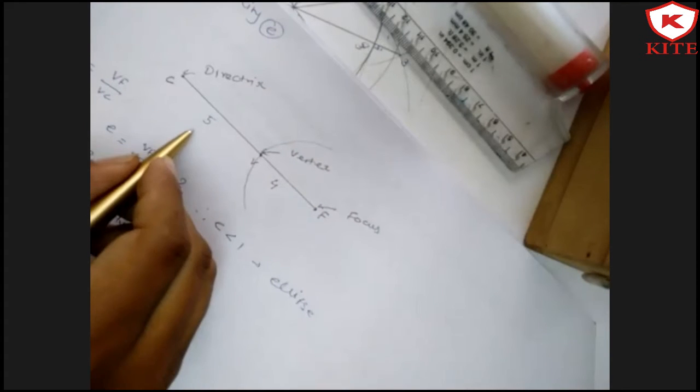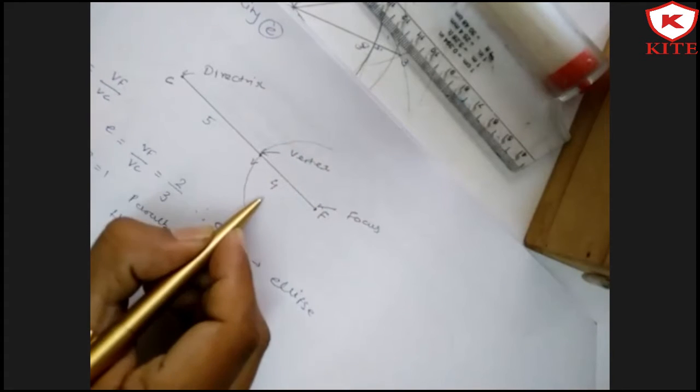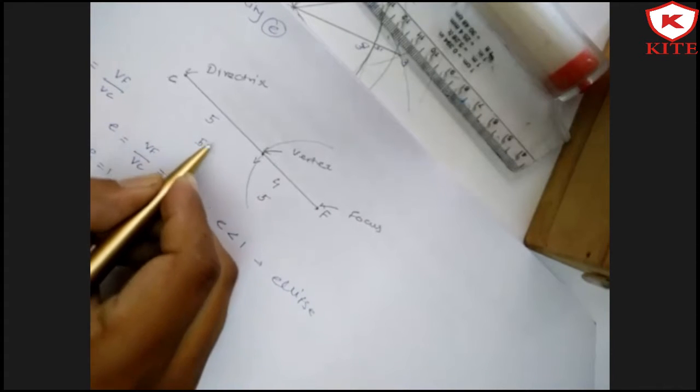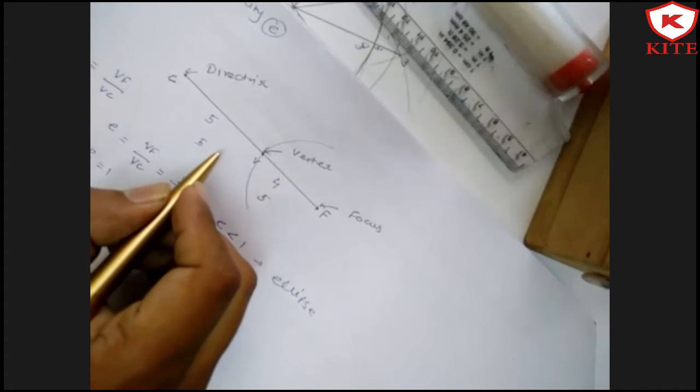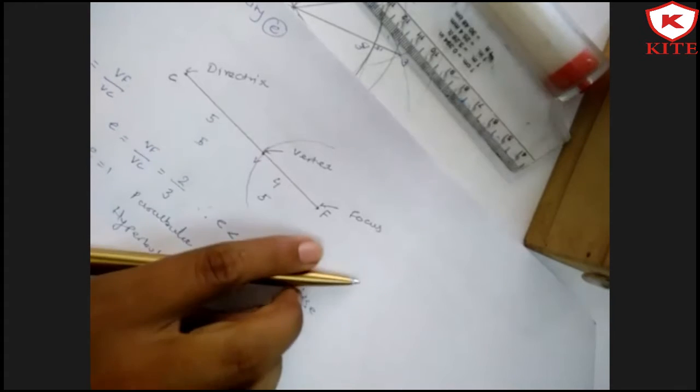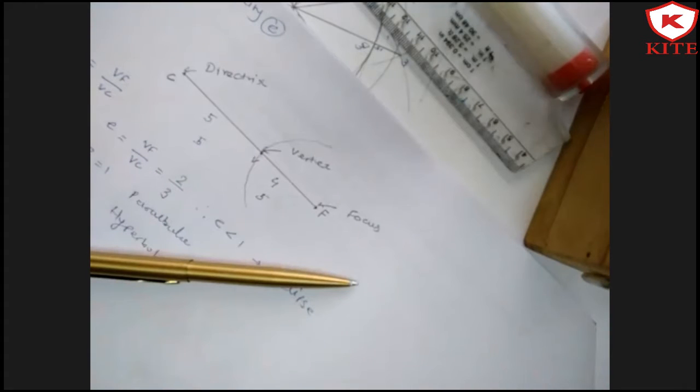Whenever, suppose VF is 5 and CV is also 5, at that time E equals 1. This curve generated is a parabola. Right? Now here, problem 1.